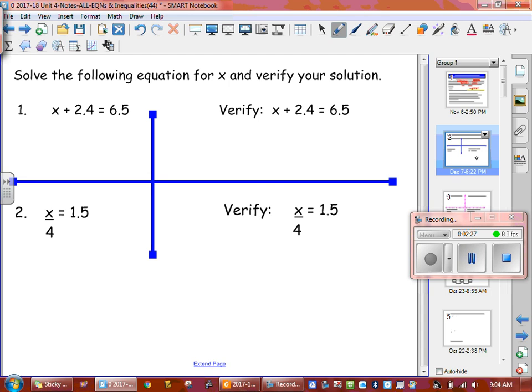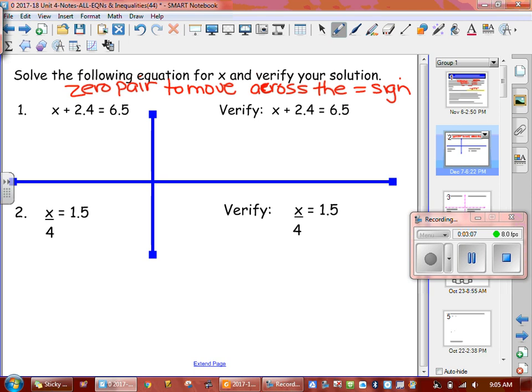So we need to do something that we did in Unit 3 where we had opposite colors. When we have opposite tiles, they cancel, remember? So if I've got opposite tiles that are canceling, what am I actually creating? A zero pair. So we want to make a zero pair to move across the equal sign. So you need to make a zero pair.